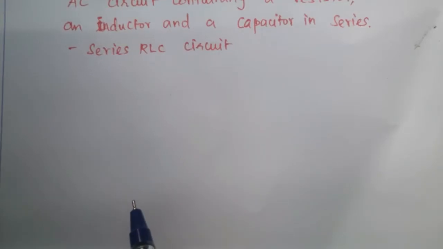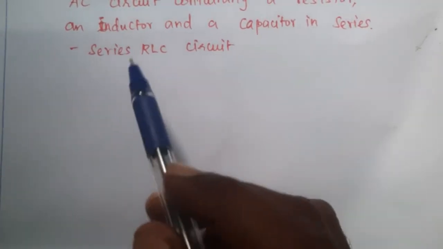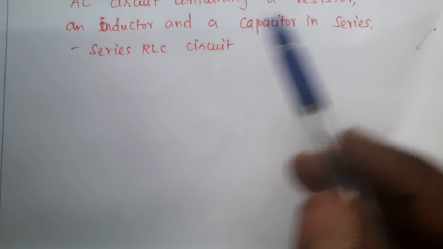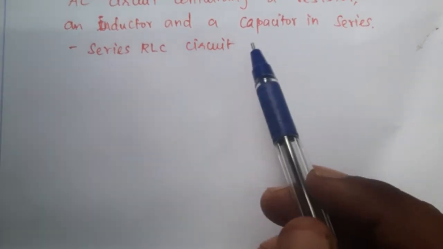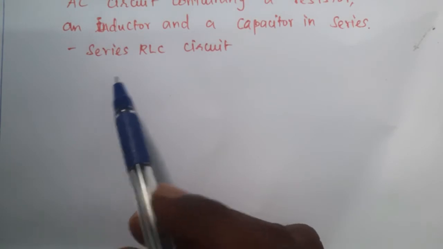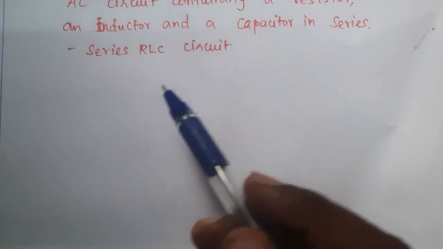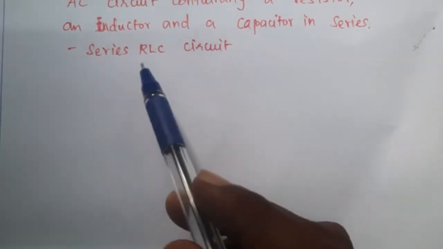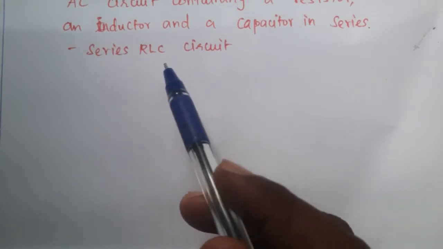Welcome to Tanu Science. In this video, we'll learn about an AC circuit containing a resistor, an inductor, and a capacitor in series, or simply the series RLC circuit, where R is a resistor, L is an inductor, and C is a capacitor.